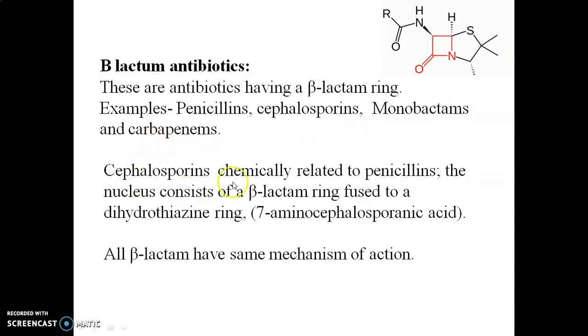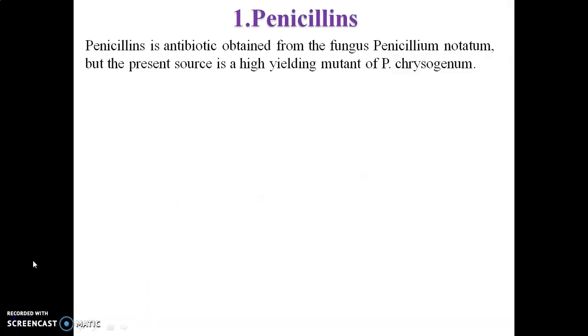The cephalosporins are chemically related to the penicillins. Their nucleus consists of the beta-lactam ring which is fused together with the dihydrothiazine ring. All the beta-lactams have the same mechanism of action, but the difference is in their various spectrum of antibiotic activity. The first beta-lactam antibiotic is penicillin.